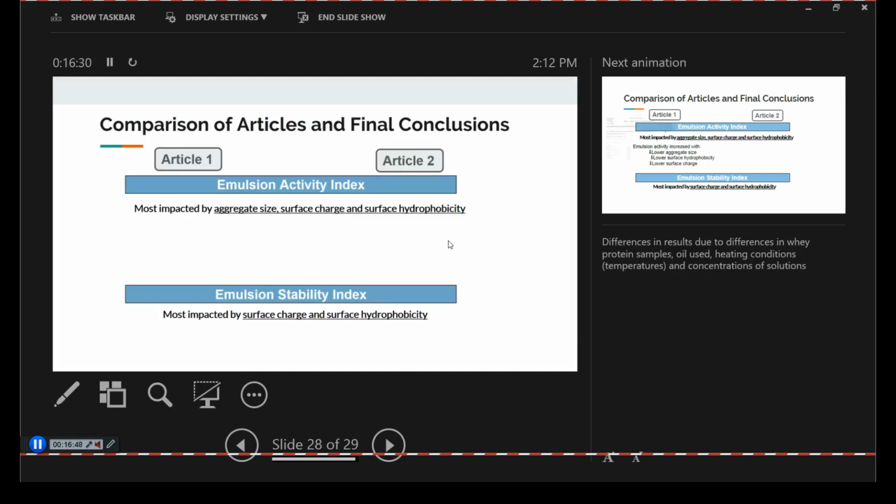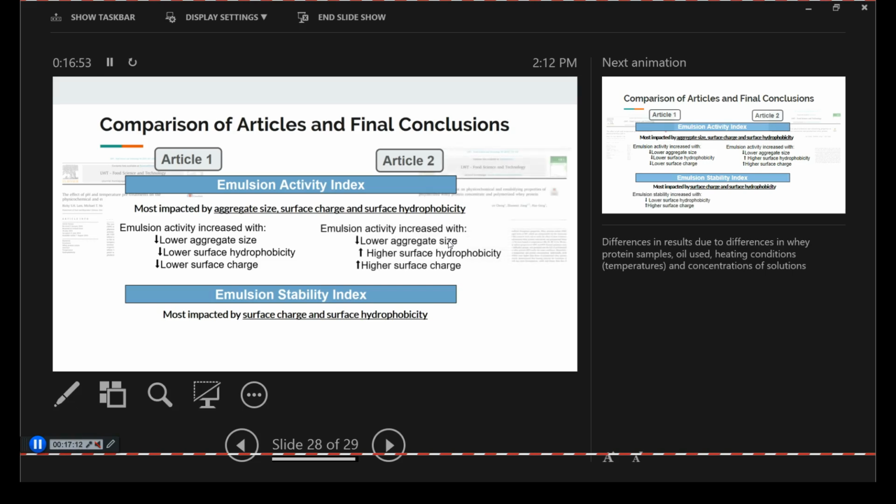Finally, looking at the conclusion and relating the structure and function of whey proteins for both the articles. Both the articles concluded that emulsion activity was most impacted by aggregate size, surface charge and surface hydrophobicity. Article 1 concluded that activity increases with lower aggregate size, lower surface hydrophobicity and lower surface charge. However, Article 2 concluded that emulsion activity increased with lower aggregate size, higher surface charge and higher surface hydrophobicity.